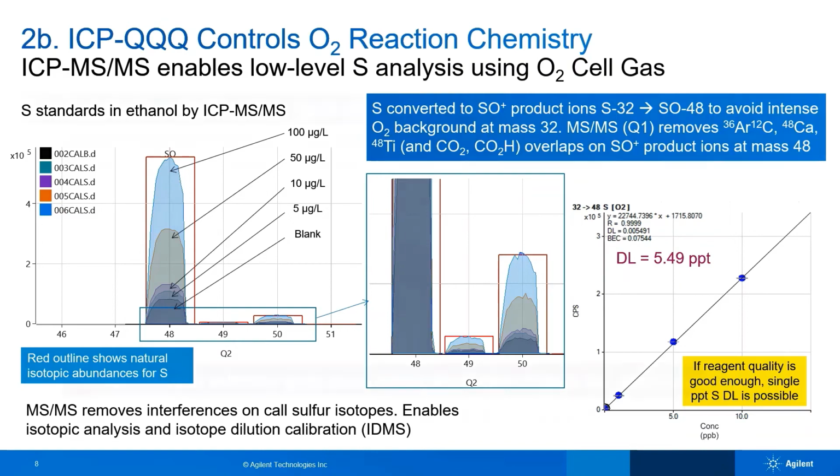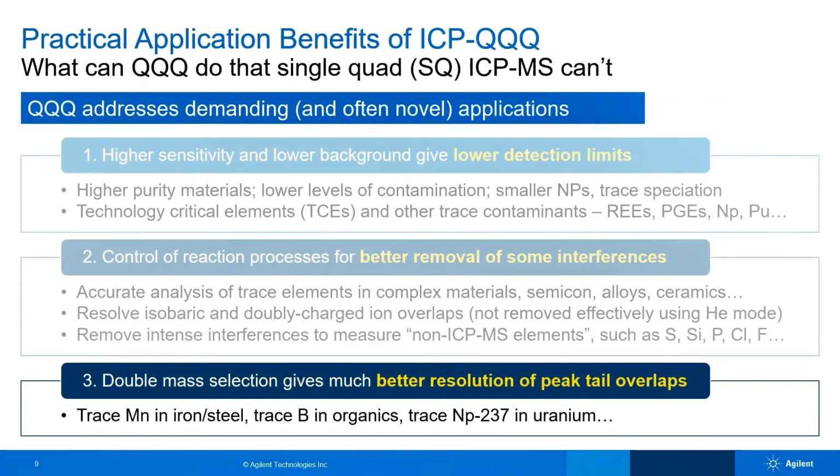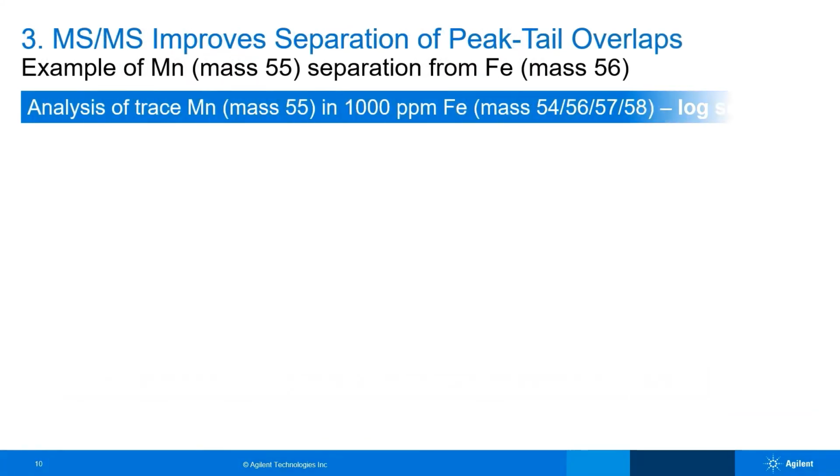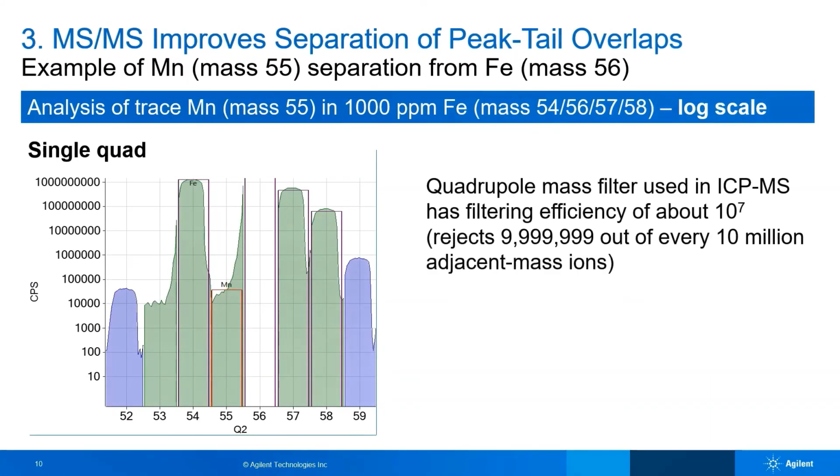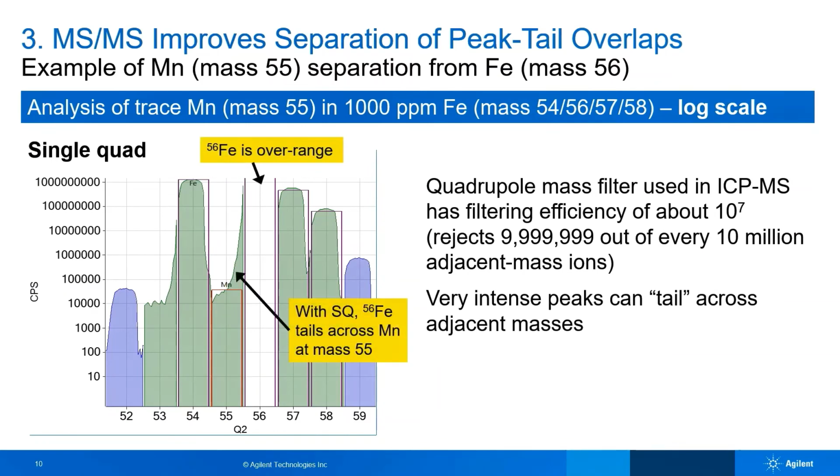Moving on to the third group of applications where ICP triple quad gives us a benefit, which is the improved resolution of peak tail overlaps. The example I'd like to use to illustrate this is the measurement of trace manganese, which is measured at mass 55, in a 1000 ppm iron solution. Iron has its major isotope at mass 56, and you can see from this spectrum here in single quad mode that the low mass tail of iron tails across the manganese peak and interferes with the measurement.